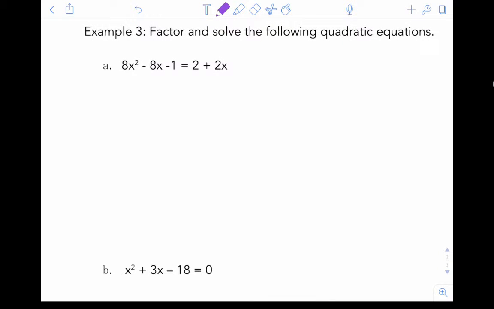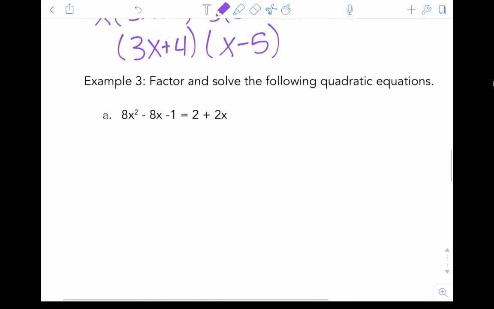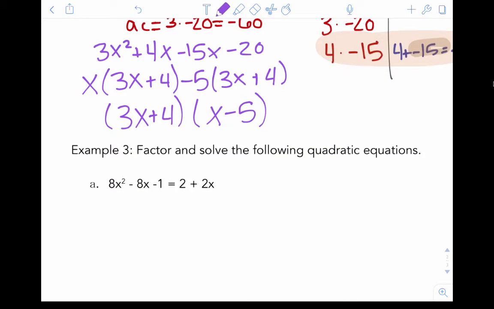The next problem, we're going to do the same thing, except now we're going to actually solve it. So we've already done this before. We're going to take it to this last spot here, and then we're just going to take that a step further. So we're going to set each binomial equal to 0, and we're going to solve the binomial.